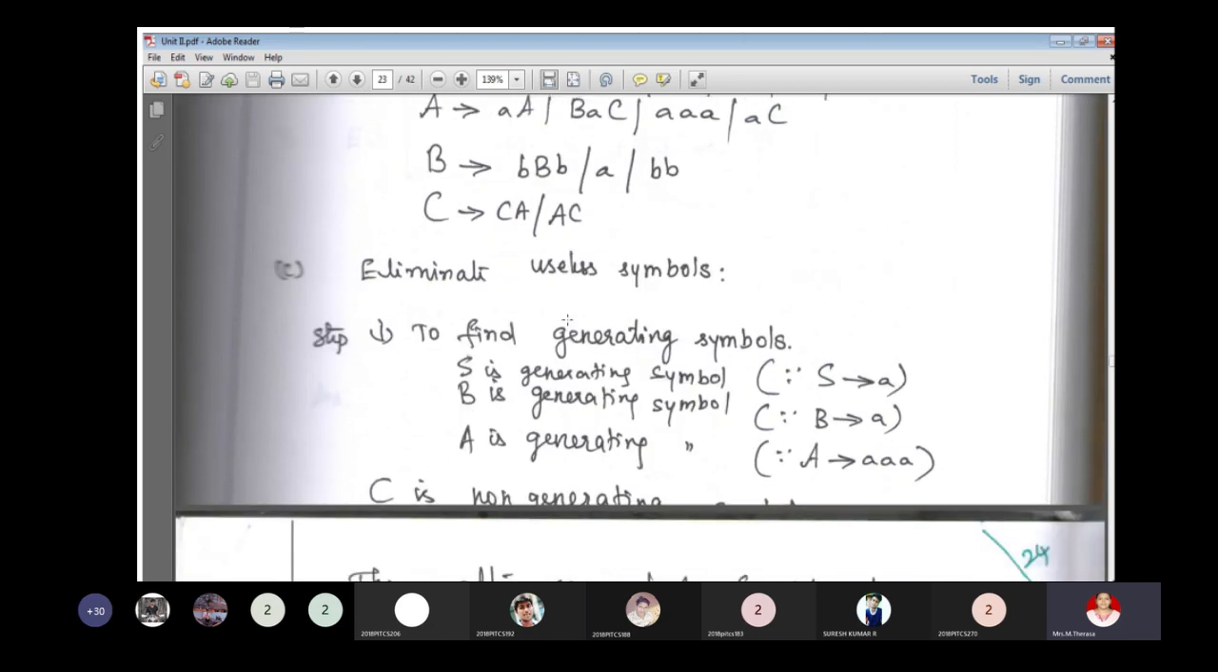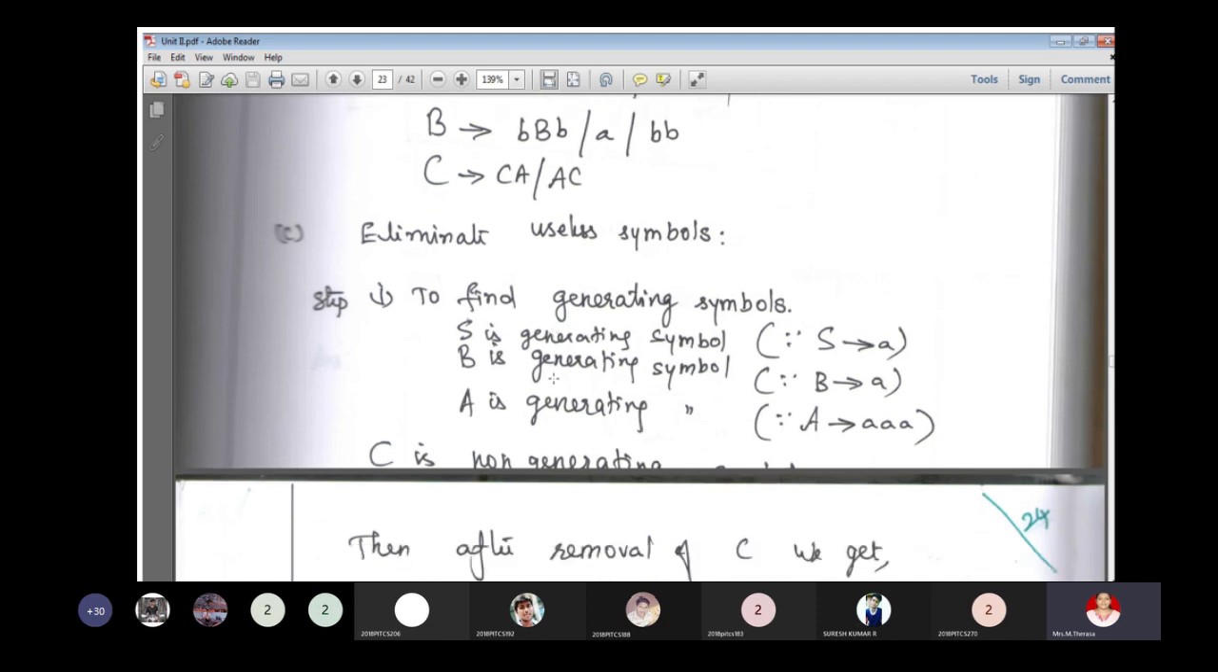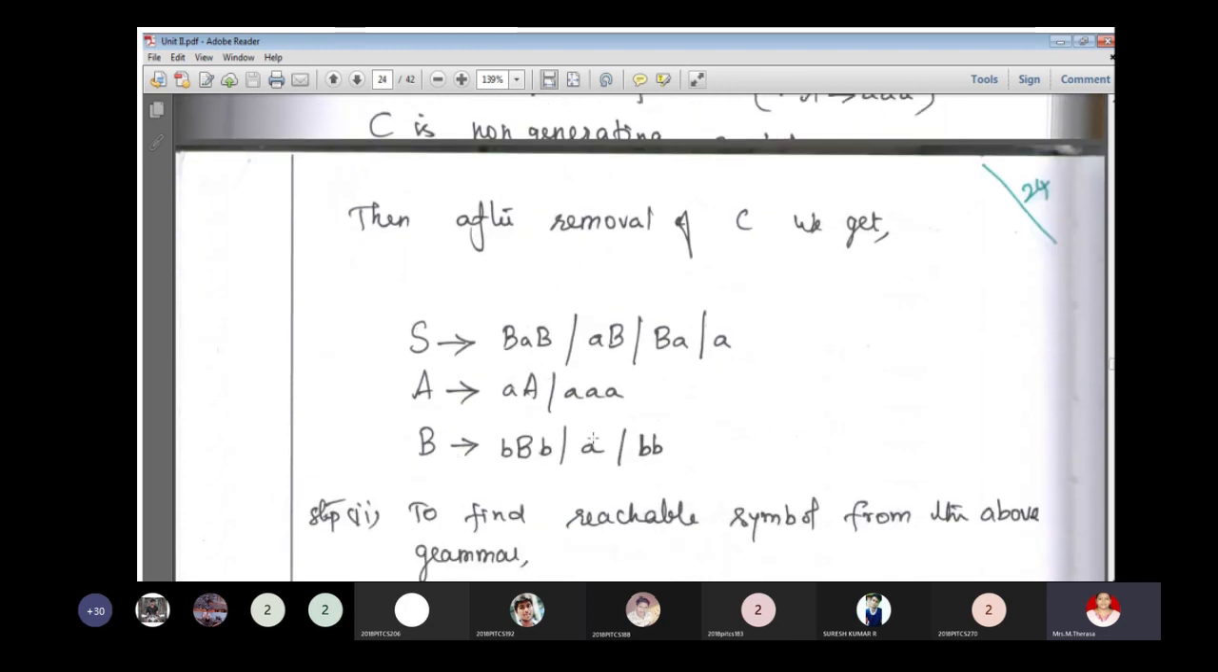Okay, so we have to identify the useless symbol. So in order to find the useless symbol, first we have to identify the generating symbol, non-generating symbol, and eliminate. So S is generating, B is generating, A is generating, since we have the S, B, A, isn't it? So C is not generating, so we can eliminate C. So after eliminating, this grammar production is looking like this.